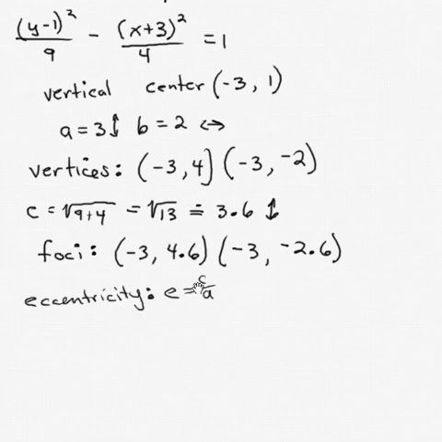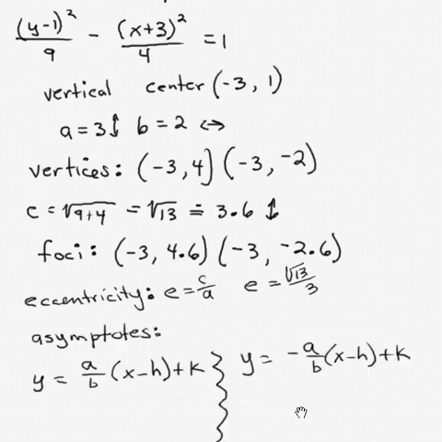Eccentricity is c divided by a. c is the square root of 13. a is 3. And if we leave it in its exact form, that's what we have. If you want to estimate it in your head, 3.6 divided by 3 is still larger than 1. It's approximately 1.2.